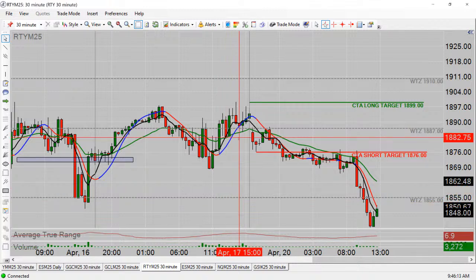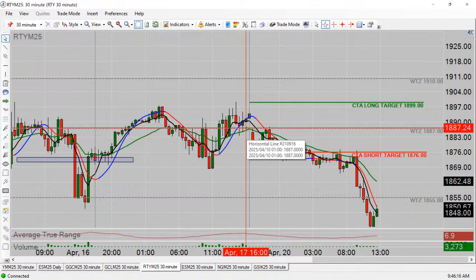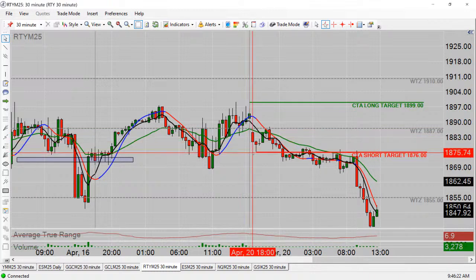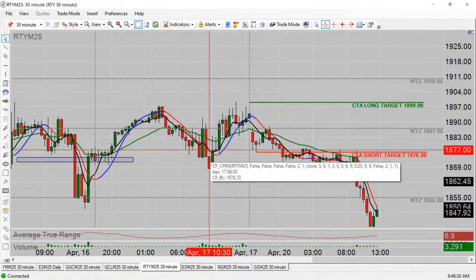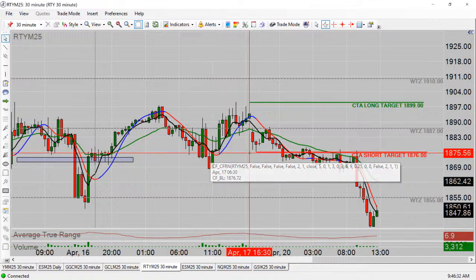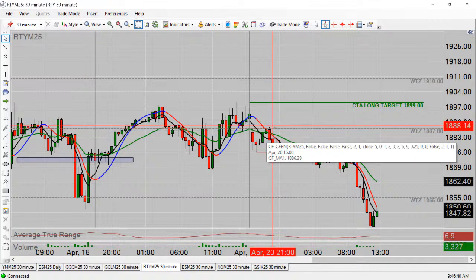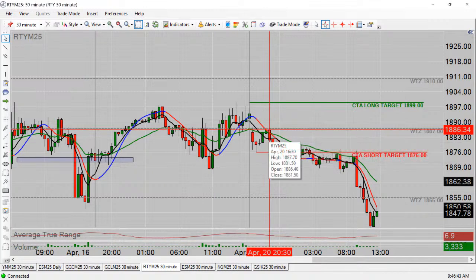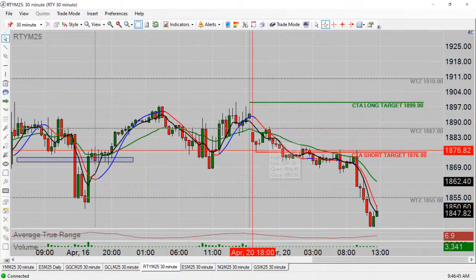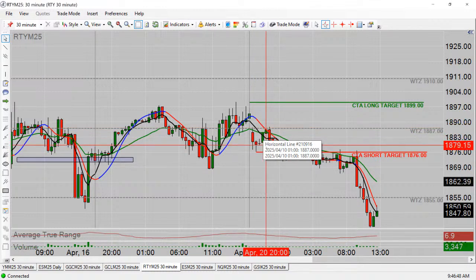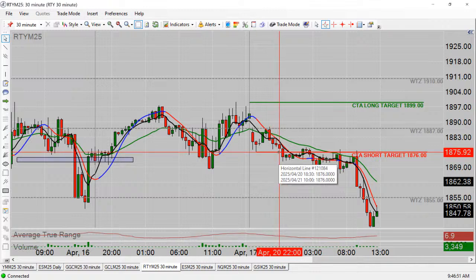On the Russell, we gapped lower on the open last night. And in two 30-minute candles, we hit the short target to the tick. See here? Now, when the market finds support, it will bounce up to resistance, pull back to the BBC or the zone. We expect it to hold until proven otherwise. So just as support sent us to resistance, resistance sent us back to support. Okay?